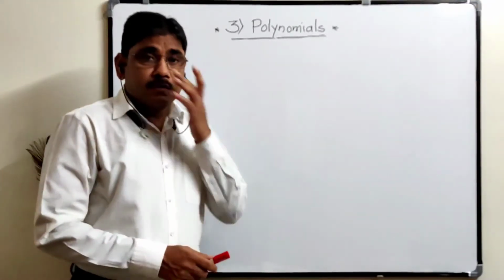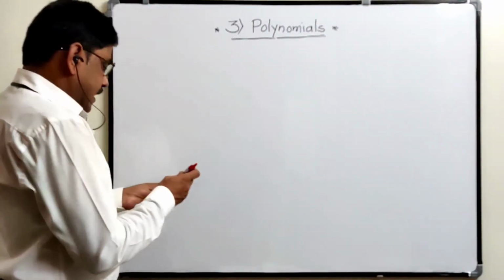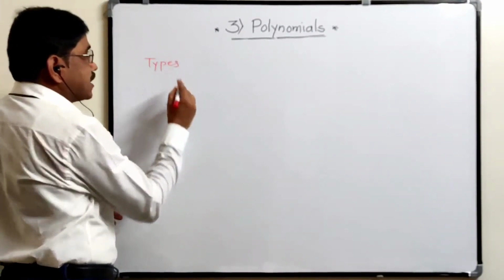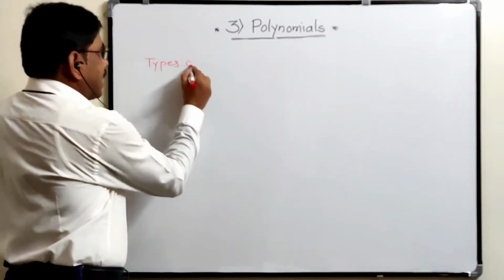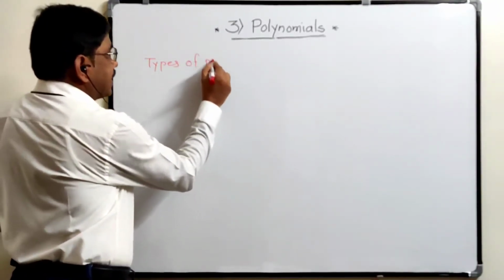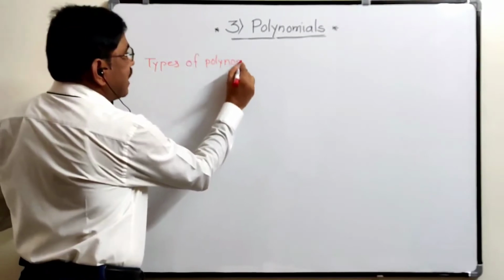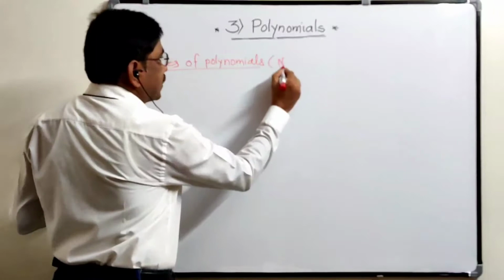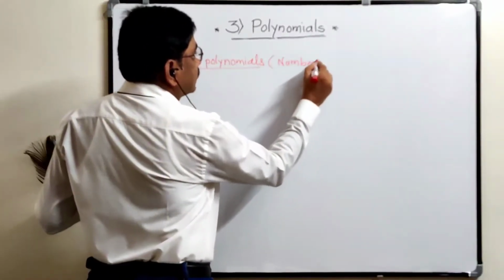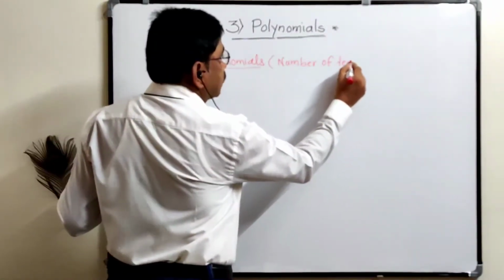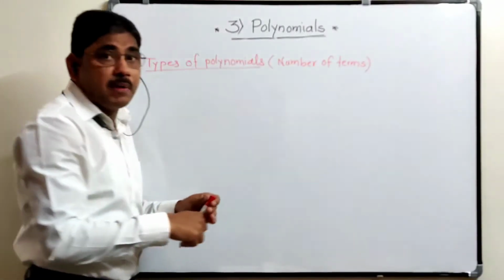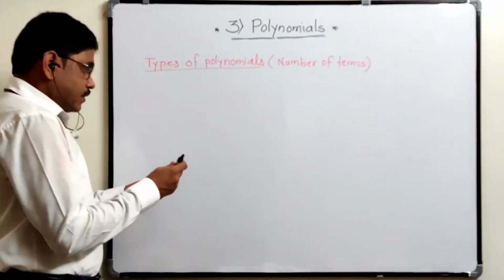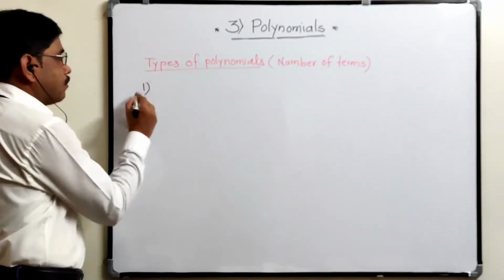Now let us see the types of polynomial. So types of polynomial means these are based on the types we see: constant polynomial, zero polynomial, and these are again types of polynomials which are based on number of terms. Means how many terms are there? You know, the terms are separated by plus and minus only. So first type is monomial.